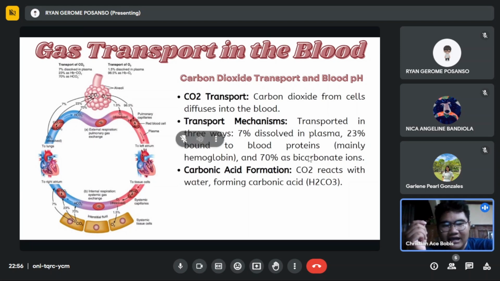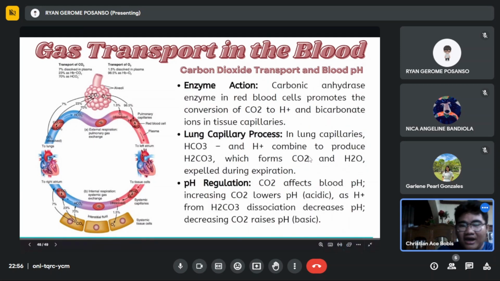Next is carbonic acid formation. Upon entering the bloodstream, the carbon dioxide reacts with water to form carbonic acid. This reaction is facilitated by the enzyme carbonic anhydrase, which is present in the red blood cells within tissue capillaries. The formation of the carbonic acid is a crucial step in the conversion of the carbon dioxide to forms that can be effectively transported and eventually eliminated from the body.